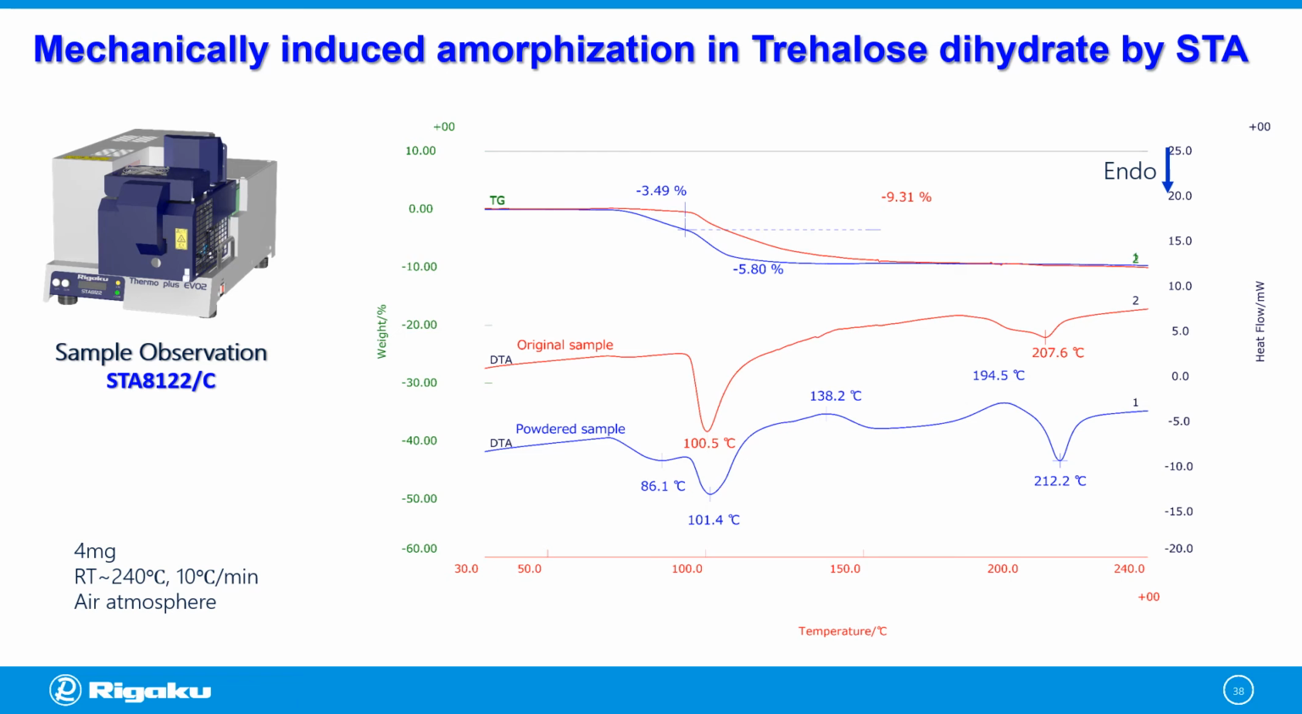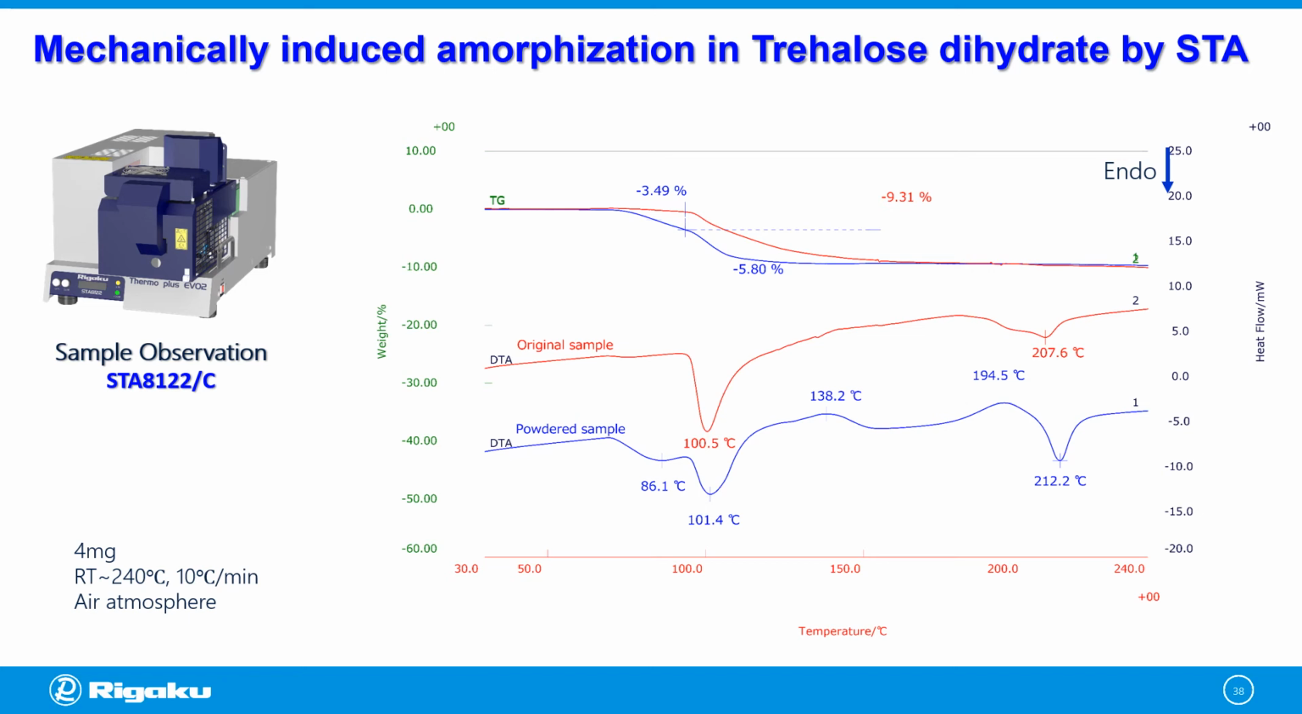Results reveal that heating the original sample exhibited an endothermic peak at 100 degrees centigrade accompanied with mass loss due to dehydration. At this point, the sample changed to anhydrous trehalose. Then at 208 degrees centigrade, we can observe an endothermic reaction due to melting.